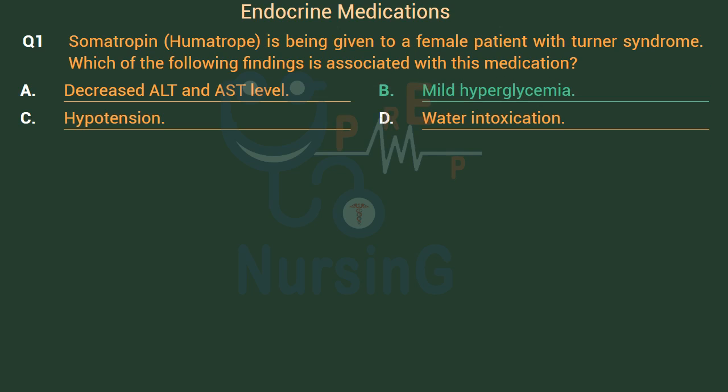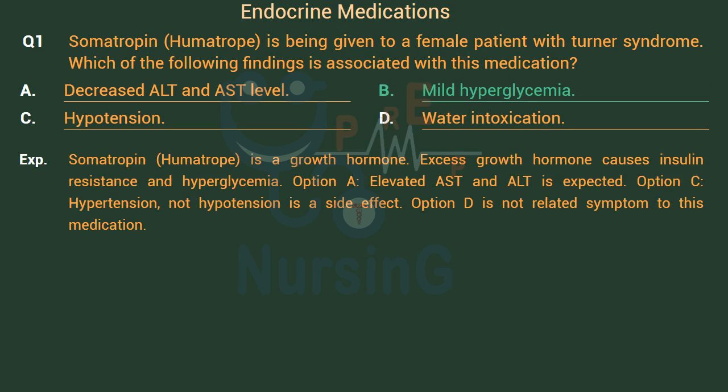Mild hyperglycemia. Somatropin, Humatrope, is a growth hormone. Excess growth hormone causes insulin resistance and hyperglycemia. Option A. Elevated AST and ALT is expected. Option C. Hypertension, not hypotension, is a side effect. Option D is not a related symptom to this medication.